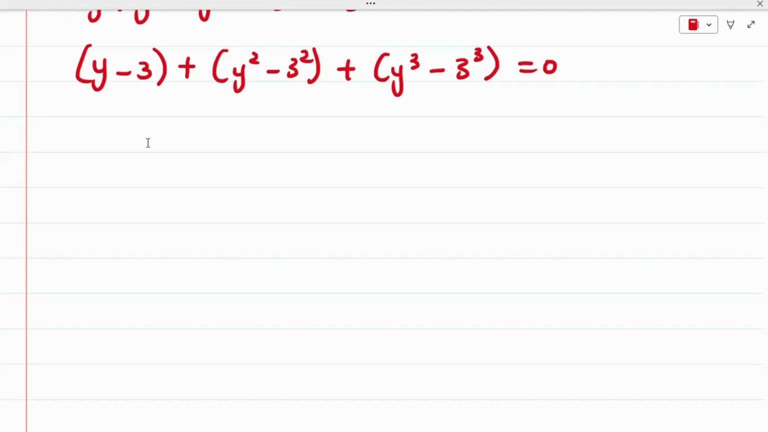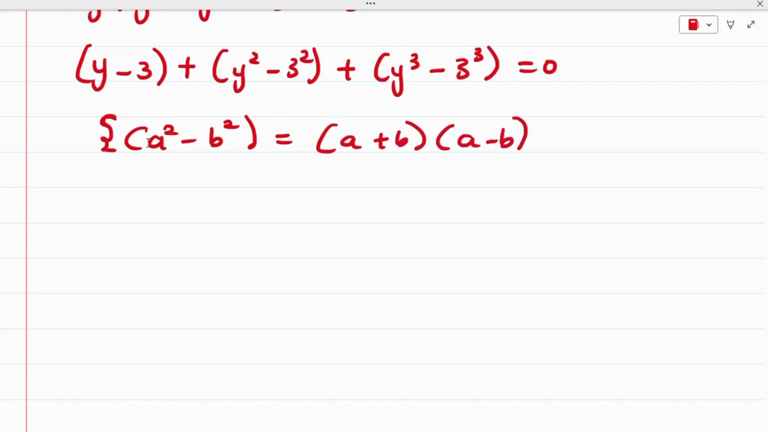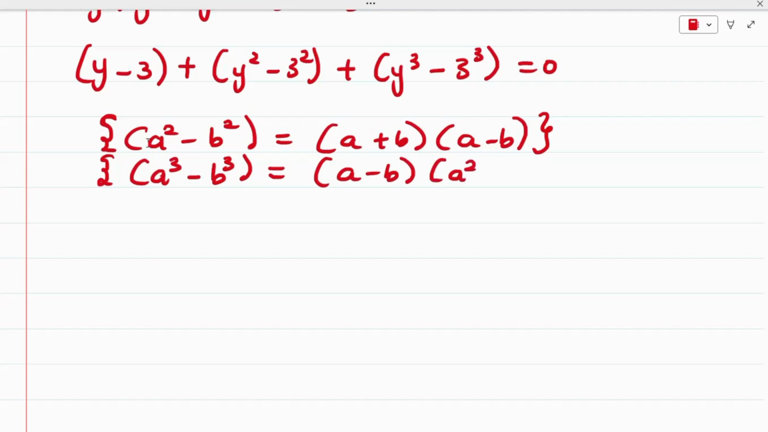We want to simply apply the difference of cubes formula and the difference of squares formula. The difference of squares formula is given as: if we have a squared minus b squared, this is equal to (a plus b) multiplied by (a minus b). The difference of cubes formula is a raised to the power of 3 minus b raised to the power of 3, and this is equal to (a minus b) into (a squared plus ab plus b squared). So we have this right here.